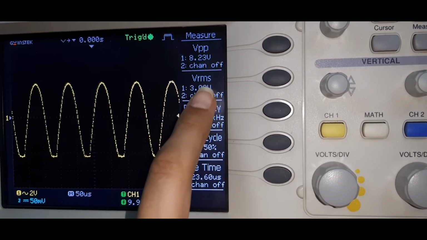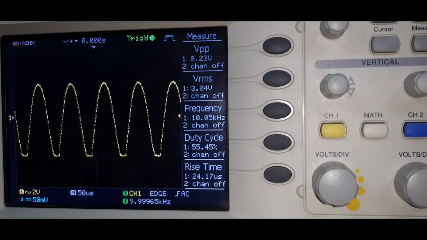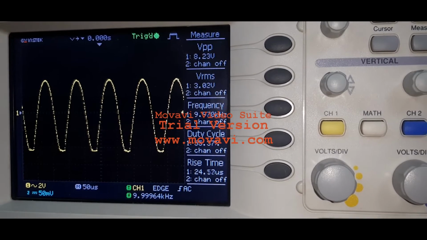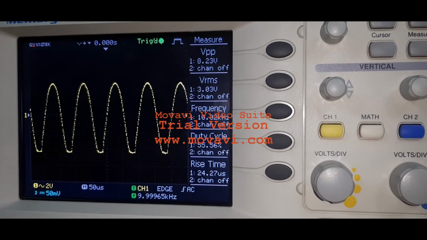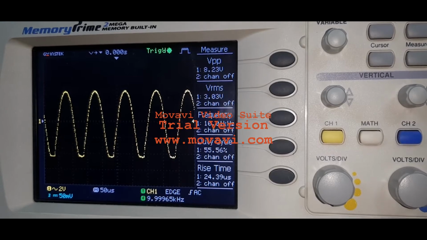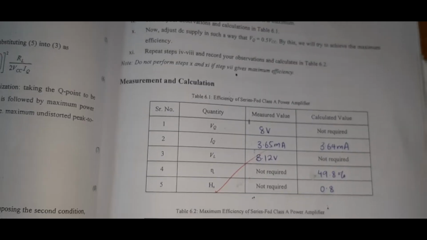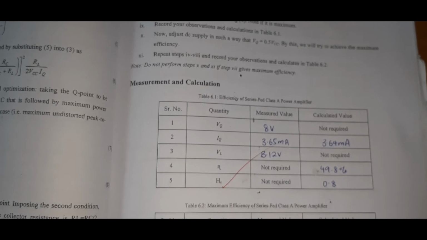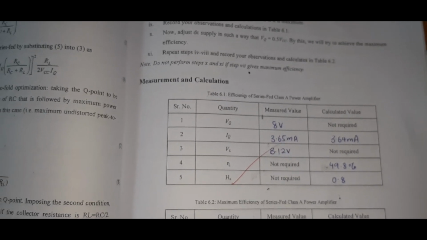This is the voltage, this is the value of PL, which will be used to calculate the power delivered to the load, which is PL, and the ratio of PL over PS will give you the efficiency of the class A power amplifier. Now, using the values that we have taken from the hardware, we can fill this table.